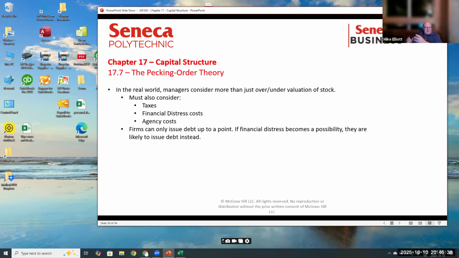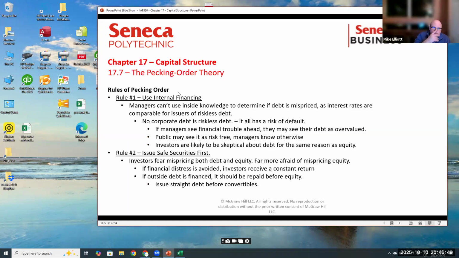Is it going to happen today? No. Is it going to happen tomorrow? Probably not. But if I had no debt at all, it wouldn't happen at all. So the more debt I have, the more the risk increases. So we have a couple of rules here. First rule, use internal financing.